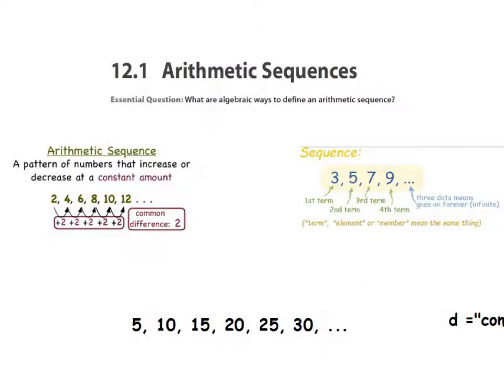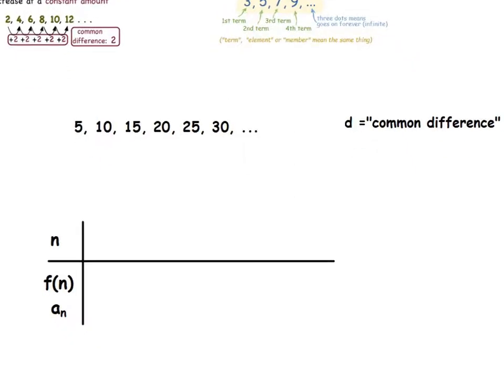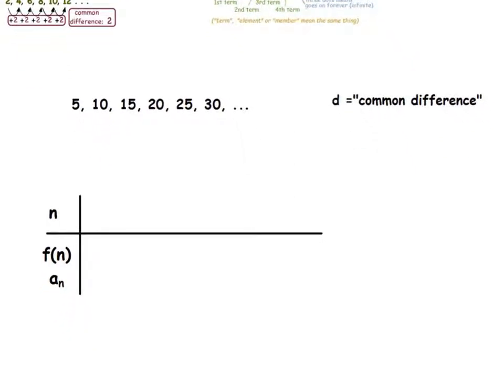So let's take a look at another sequence that I have down here. I have 5, 10, 15, 20, 25, 30. Now you can probably right off the bat figure out the common difference on that one. But just to remind you how to find the common difference, you take the second number, in this case 10, and subtract the first number. That gives me 5. So that means we're adding 5 each time. I could also take 15 and subtract the one before it, which is 10, and I get 5.